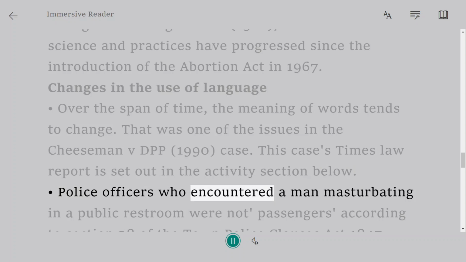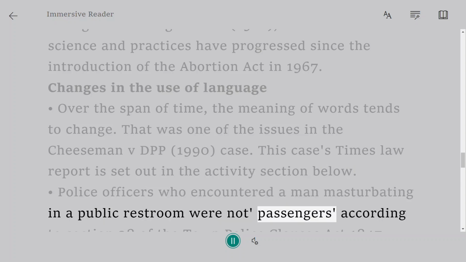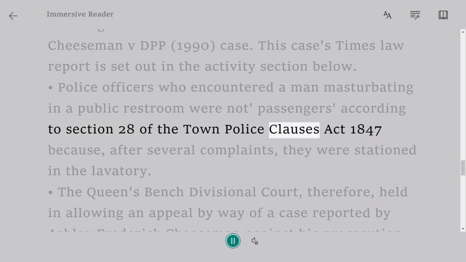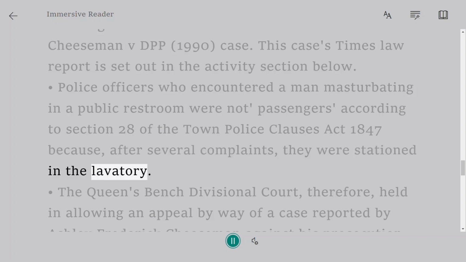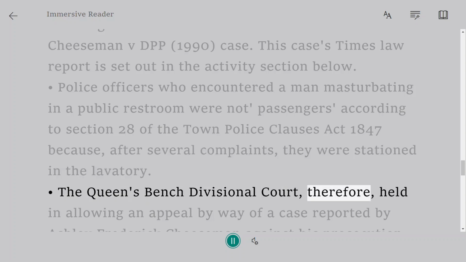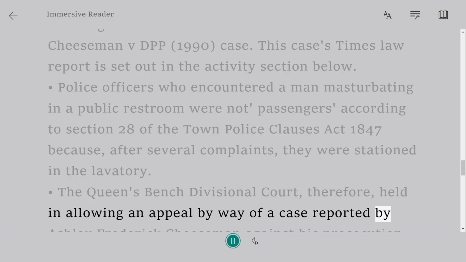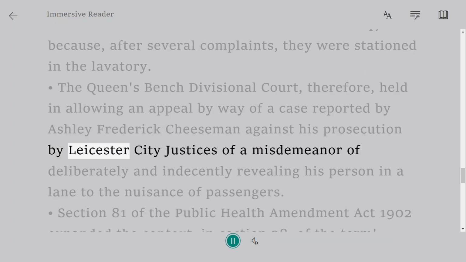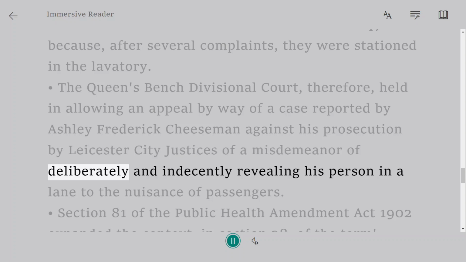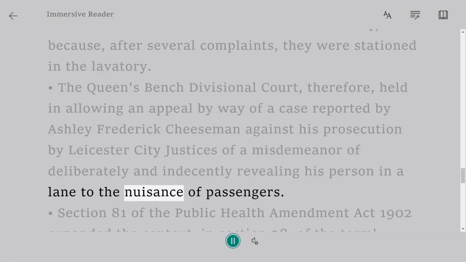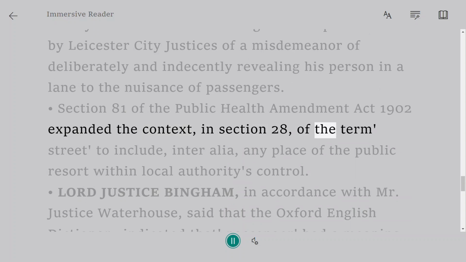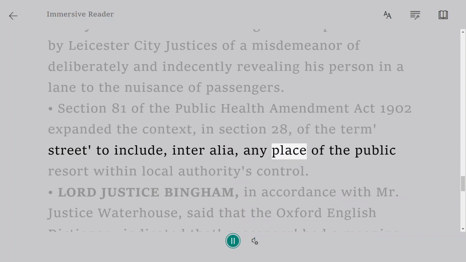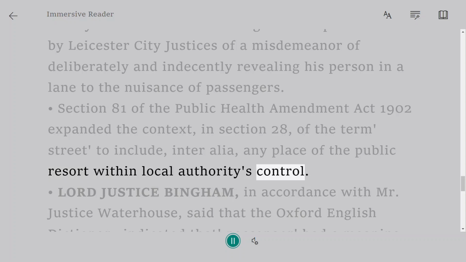Police officers who encountered a man masturbating in a public restroom were not passengers according to Section 28 of the Town Police Clauses Act 1847 because, after several complaints, they were stationed in the lavatory. The Queen's Bench Divisional Court, therefore, held in allowing an appeal by way of a case stated by Ashley Frederick Cheeseman against his prosecution by Leicester City justices of a misdemeanor of deliberately and indecently revealing his person in a street to the nuisance of passengers. Section 81 of the Public Health Amendment Act 1907 expanded the context, in Section 28, of the term street to include, inter alia, any place of public resort within local authorities' control.